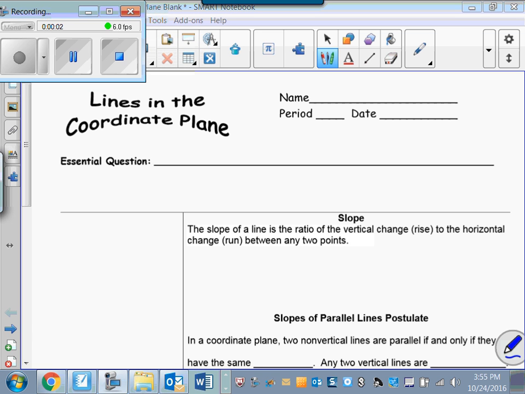Today's lesson is on lines in the coordinate plane, and I'm really hoping that most of this will be a review of Algebra 1 for you, so maybe it won't take us too long to get through it. Let's go ahead and write our essential question.